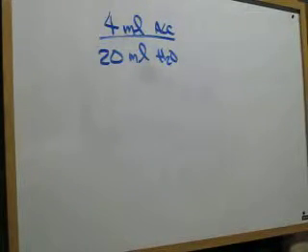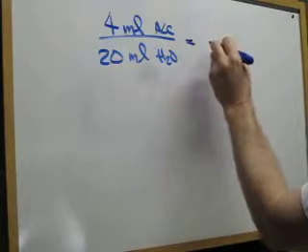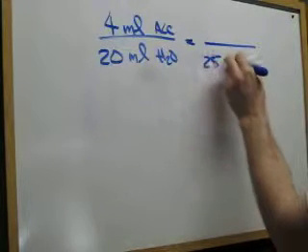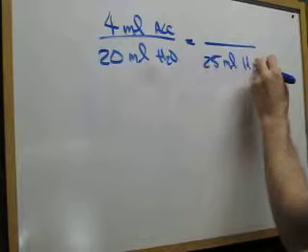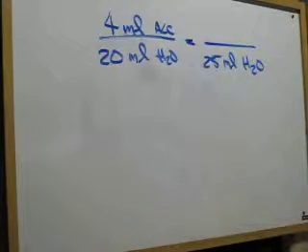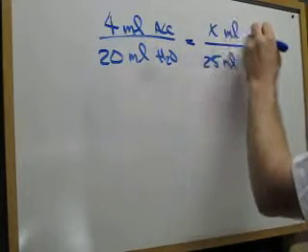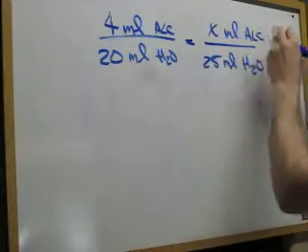If another solution is to have the same ratio, put an equal sign and a line, talking same ratio, and it must contain 25 milliliters of water. So bigger quantity here, but we want the same ratio. How much alcohol should it contain? So we don't know. So x milliliters of alcohol.